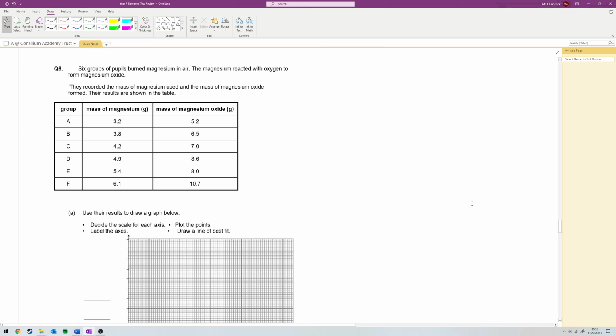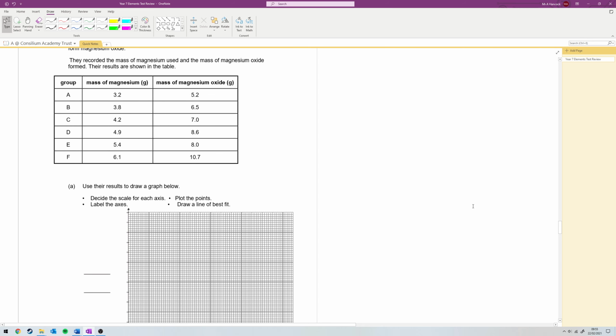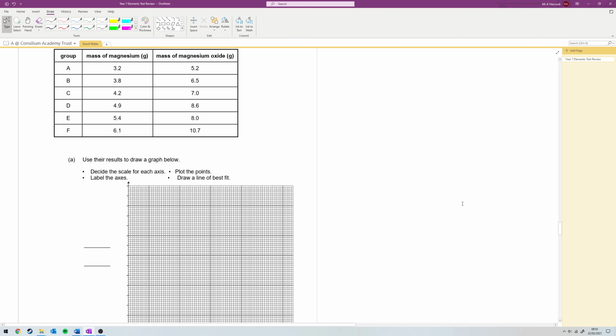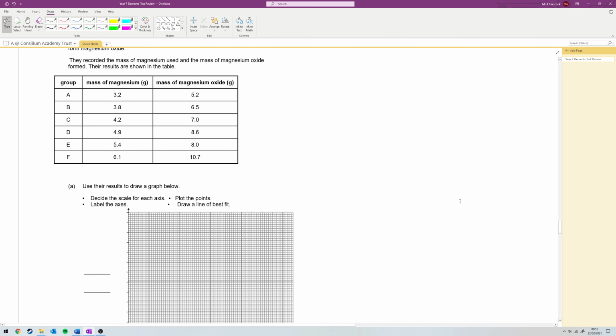Okay. I'm going to skip past the graph one because not many of us were able to draw it because we were doing it from home. We'll have plenty of practice at plotting graphs in the future anyway.